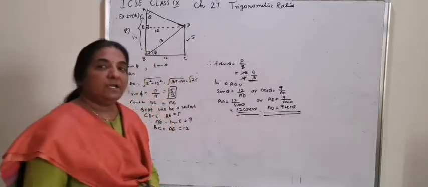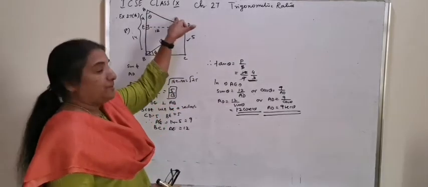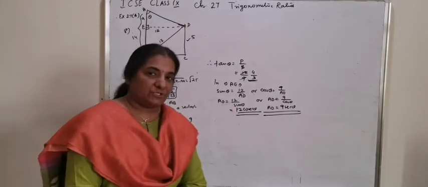That is the meaning of the question. Express AD in terms of theta means AD has become the hypotenuse. Now you are expressing that hypotenuse in terms of the ratios.